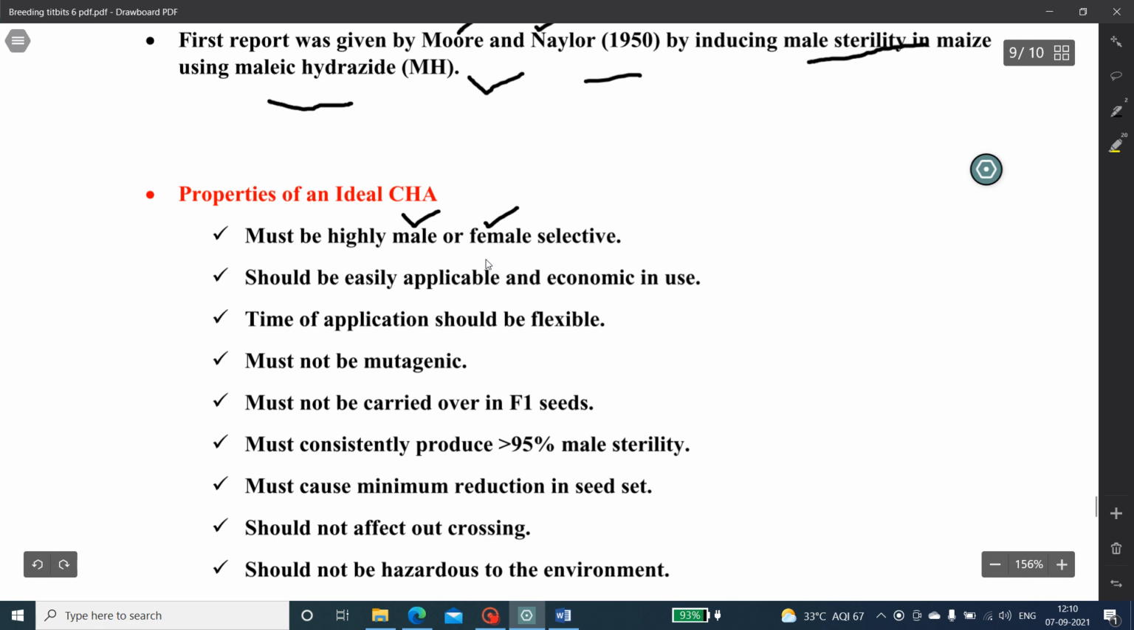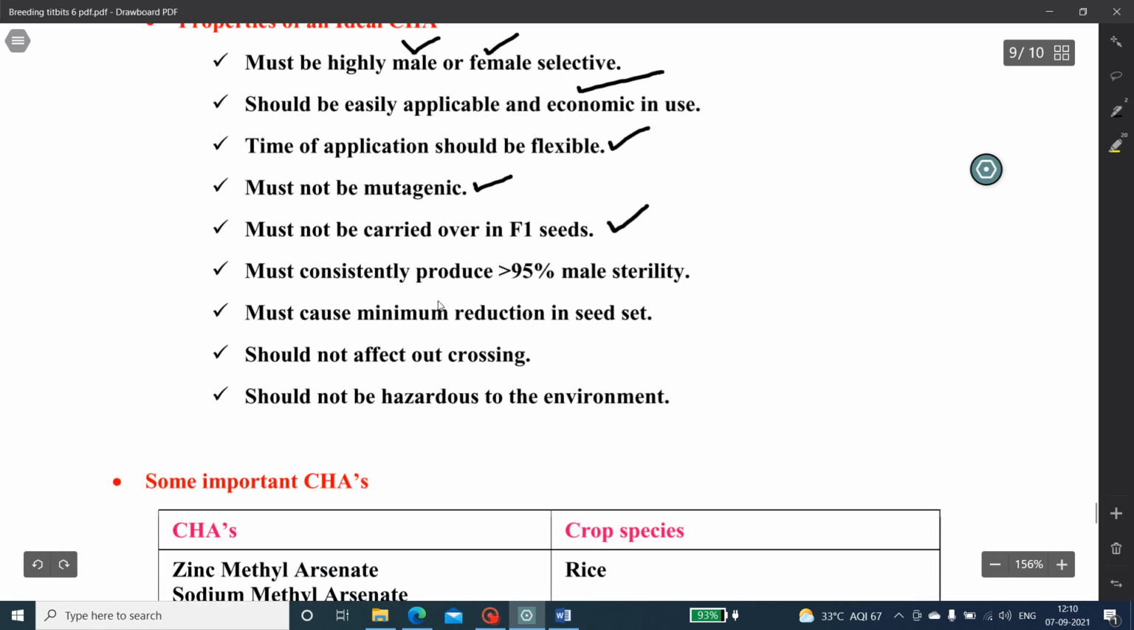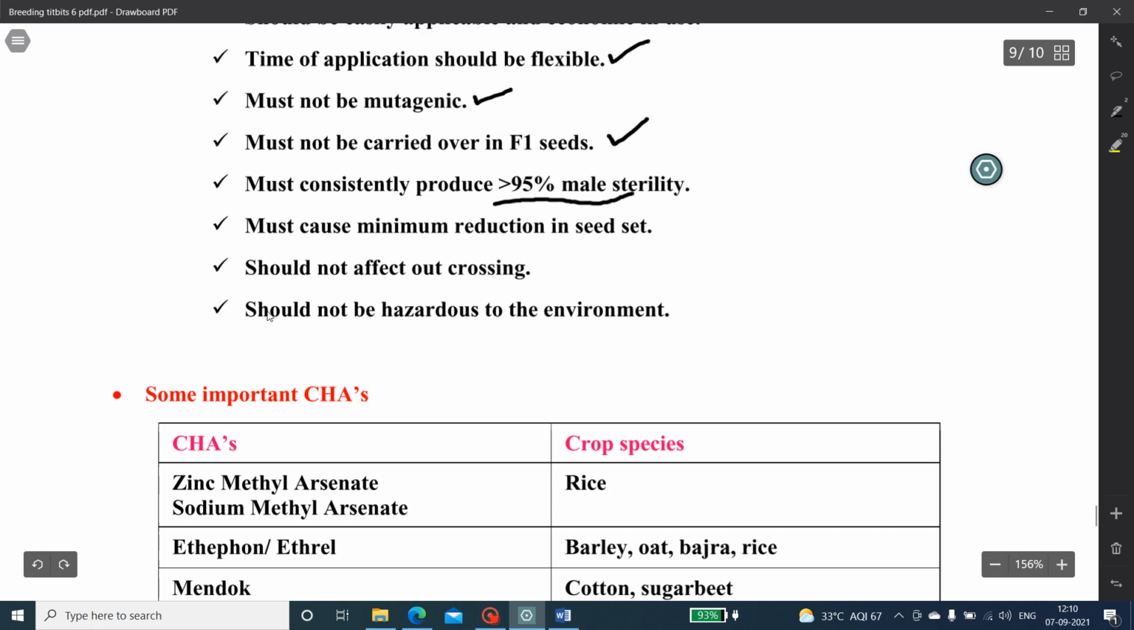And the properties of an ideal CHA: it must be highly male and female selective, should be easily applicable and economic in use. Time of application should be flexible, it must not have a mutagenic effect, and must not be carried over in F1 seeds, must consistently produce more than 95% male sterility, must cause minimum reduction in seed set, should not affect outcrossing, and should not be hazardous to the environment.